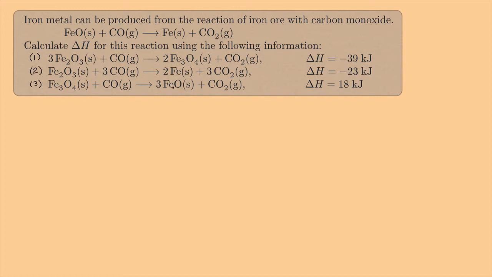Okay, so the 3rd equation, but it's on the wrong side. So I want to flip it. So let's flip equation 3 around. So that'll be 3 FeO solid plus CO2 gas is going to give me Fe3O4 solid plus CO gas. And if I do that, the delta H value also has to be flipped. So now it's going to be negative 18 kilojoules.